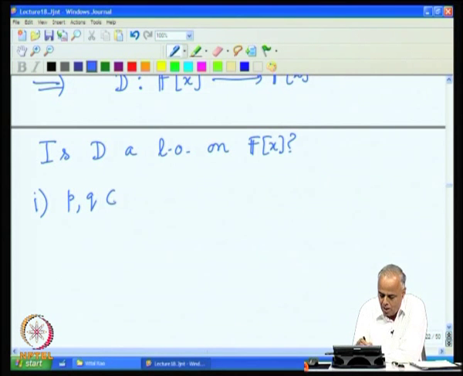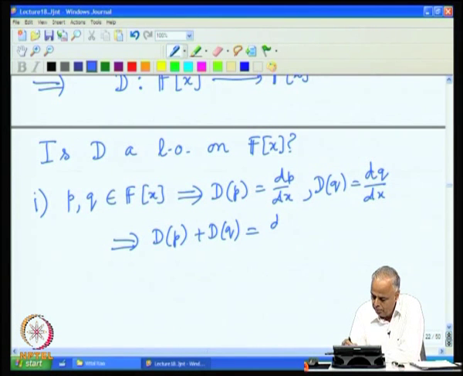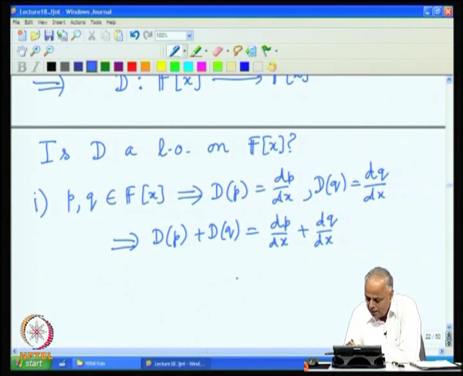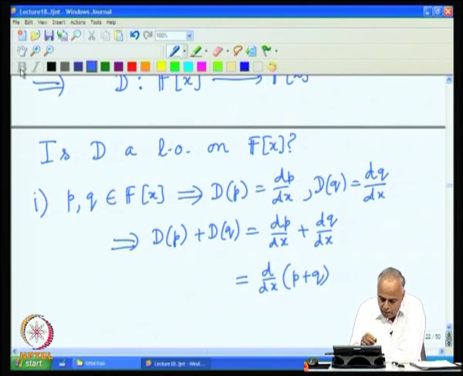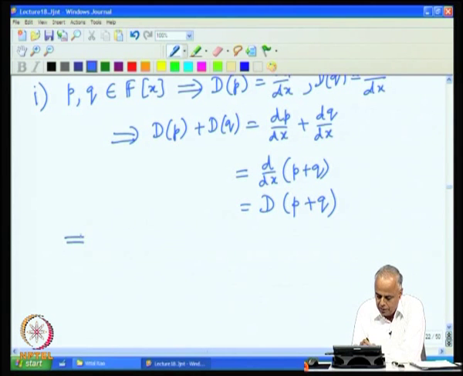P and Q are in F[x], which means by definition D of P is dP/dx and D of Q is dQ/dx. That means D of P plus D of Q is dP/dx plus dQ/dx. But the derivative of a sum is the sum of the derivatives, and hence this is equal to d/dx of (P plus Q). Now, P is a polynomial, Q is a polynomial, and therefore P plus Q is a polynomial, and therefore we are taking the derivative of a polynomial. The moment we take a derivative of a polynomial, we mean D of that polynomial. So, this is equal to D of (P plus Q). Thus we see that D(P) plus D(Q) is D(P plus Q), and hence D preserves addition.